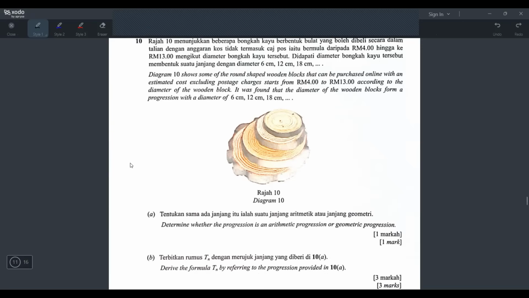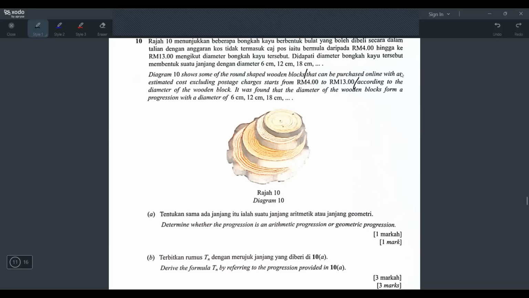Okay, number 10. Oh, what is this? Okay, never mind, let's read first. Diagram 10 shows some round-shaped wooden blocks. Okay, I'm guessing this is a progression question, because look at the round blocks, they're getting smaller, right? That can be purchased online with an estimated cost excluding postage charge starting from 4 ringgit to 13 ringgit.